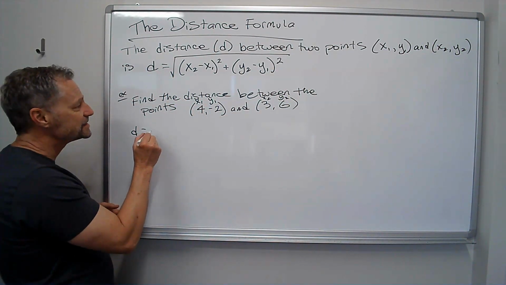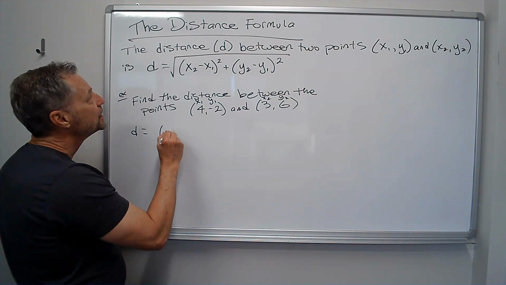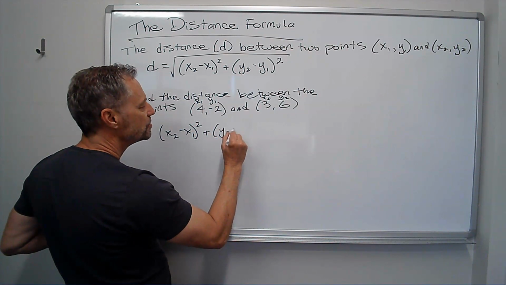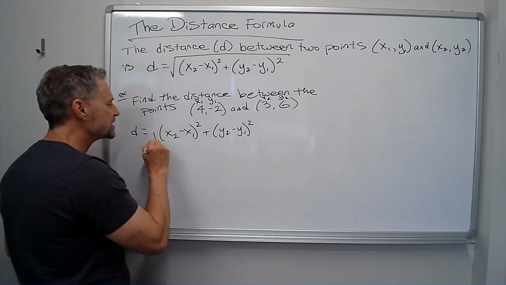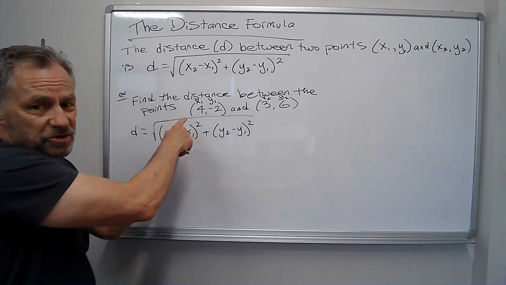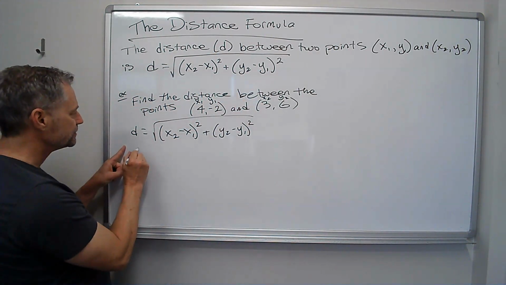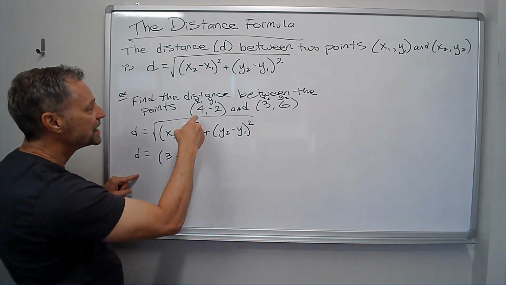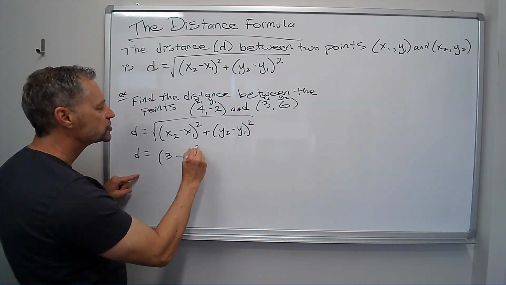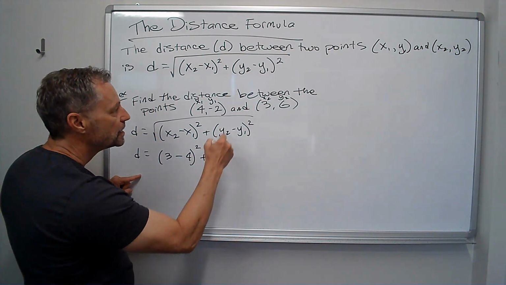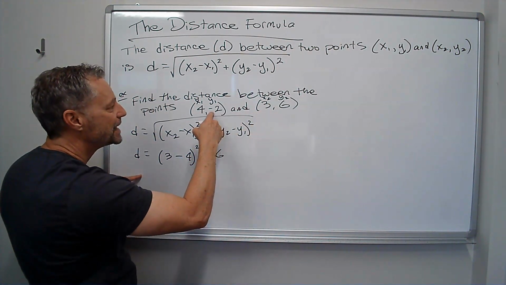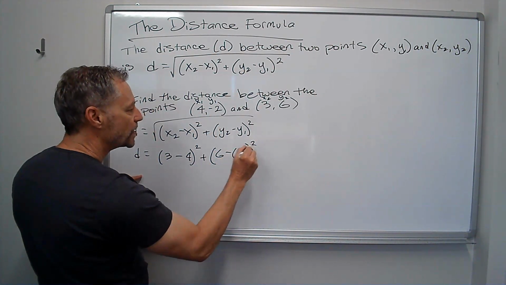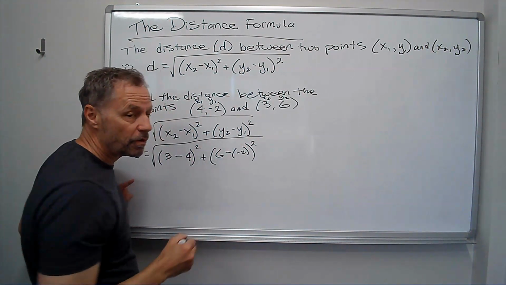So the distance, and I'm just going to write the formula down again. It's x2 minus x1 squared plus y2 minus y1 squared, and then take the square root. So now I just plug those numbers straight in. So let's see. So d equals, well, x2 is 3, so I get 3 minus 4 squared plus y2, 6 minus negative 2 squared. And then I'm going to take the square root of that whole thing.